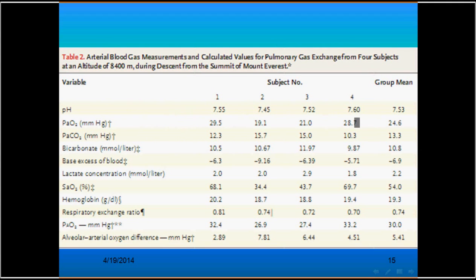Look at these. These are for persons at the height of 8,400. When you look at this, number one is alveolar pressure.